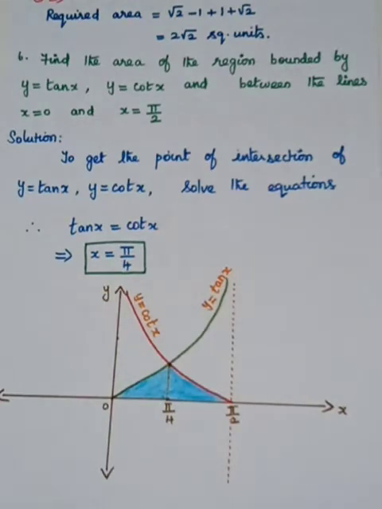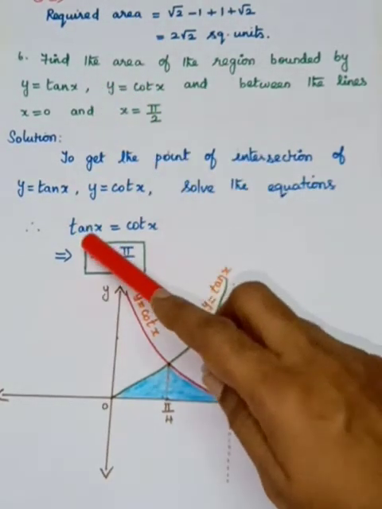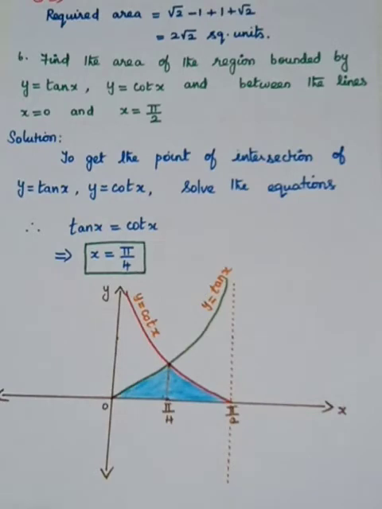Find the area of the region bounded by the curves y is equal to tan x and y is equal to cot x, and between the lines x is equal to 0 and x is equal to pi by 2. See now, first you have to find the point of intersection. So you have to solve those two equations. So here y is equal to tan x and y is equal to cot x. So in the place of y, you can substitute tan x. So therefore tan x is equal to cot x. So tan and cot values are the same only at pi by 4. This pi by 4 belongs to the closed interval 0 comma pi by 2.